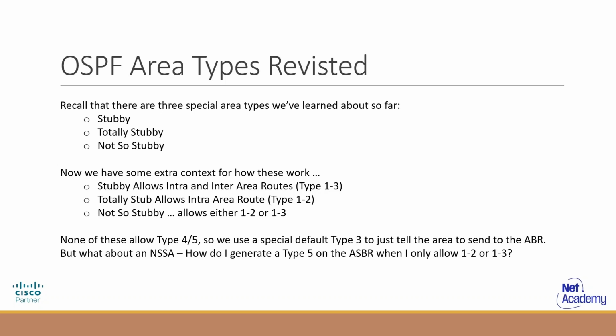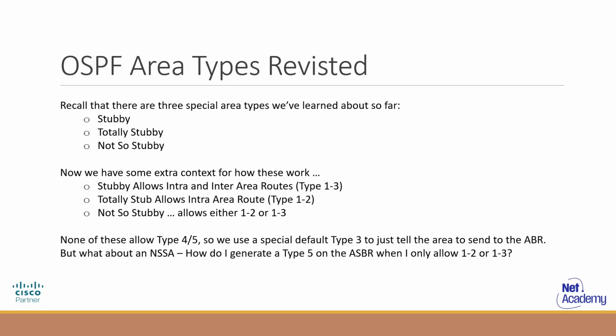Now, there's something to note that none of these will allow Type 4 or Type 5. That's what we've just talked about, right? So none of these allow for external routes. So how do I get to my external routes? We need things like a default route at a minimum, right? Well, we do those in the stub and totally stub by instead injecting in a default Type 3 LSA.